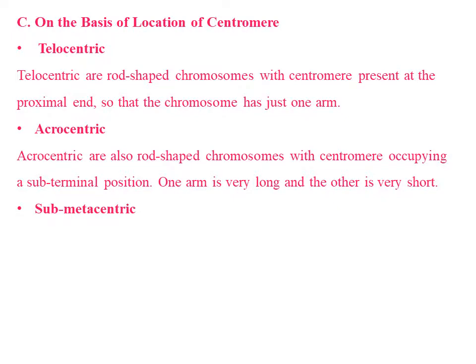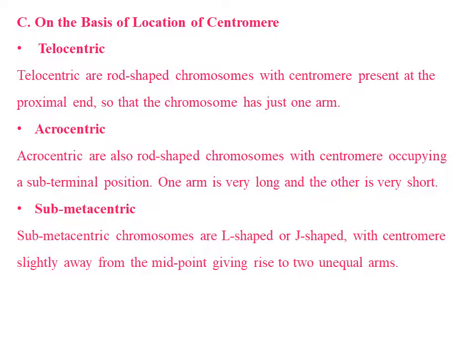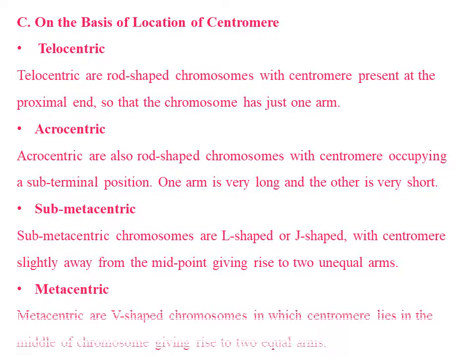The submetacentric chromosomes look like an L-shape or J-shape with the centromere slightly away from the midpoint, giving rise to two unequal arms. The metacentric chromosomes are V-shaped chromosomes in which the centromere lies in the middle of the chromosome, giving rise to two equal arms.